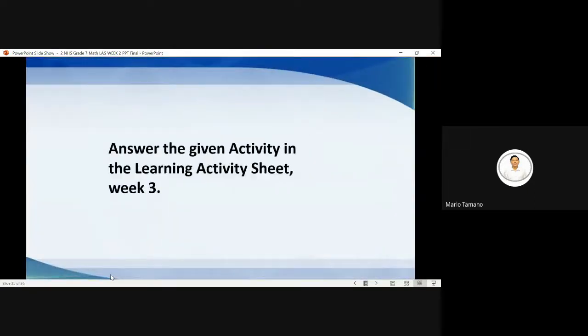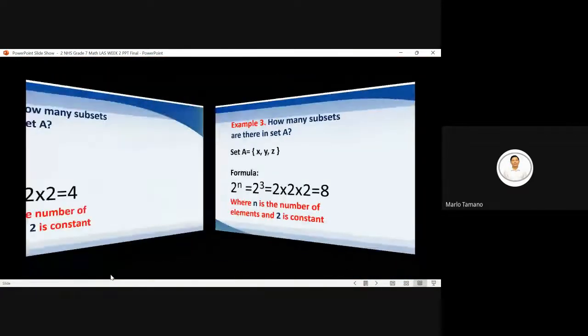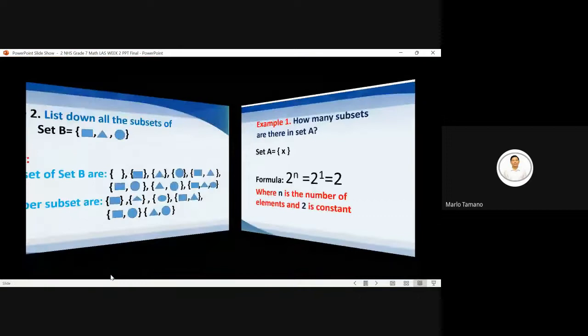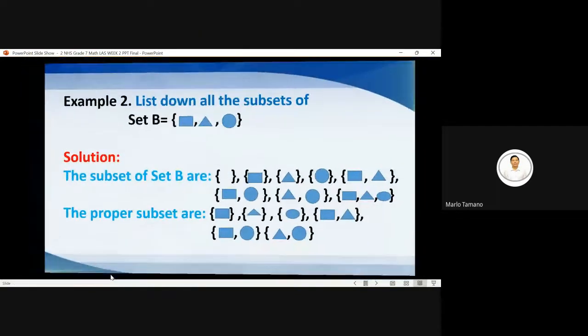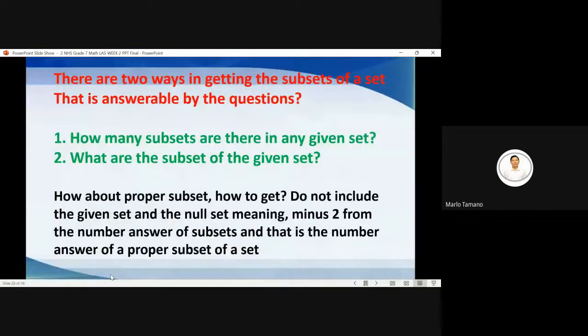All right. So, any question? Remember, there are two ways of getting the subsets of a set. The first is answerable by the question, how many subsets are there in any given set? So when we say how many subsets are there in any given set, all you have to do is apply the 2 to the n power to get the number.